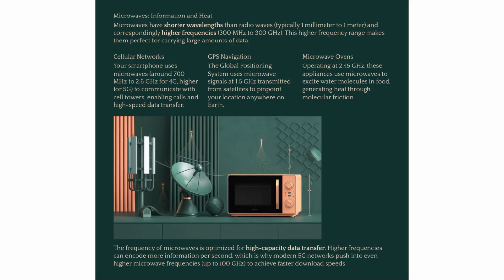These waves are crucial for modern communication. They are used by cell phones, GPS systems, and satellite communication. Microwaves can carry much more data than radio waves because they have a higher frequency. They are also, of course, used in your microwave oven to rapidly vibrate water molecules and heat food.